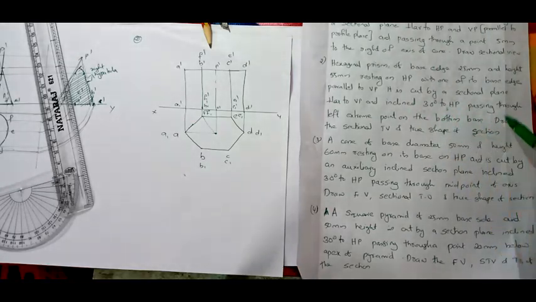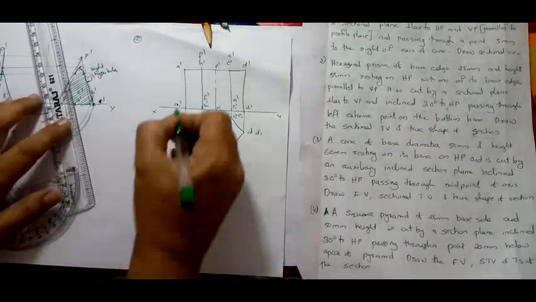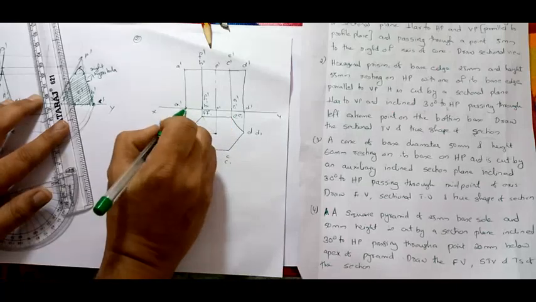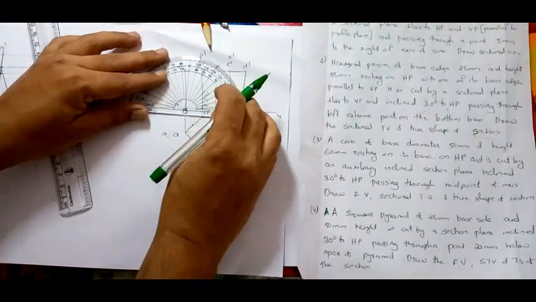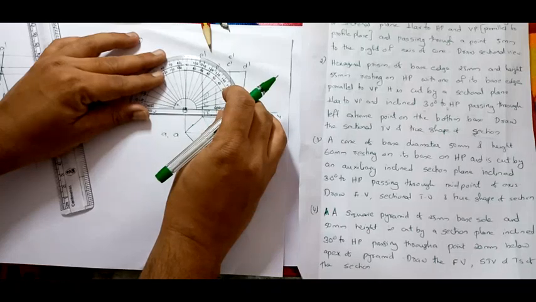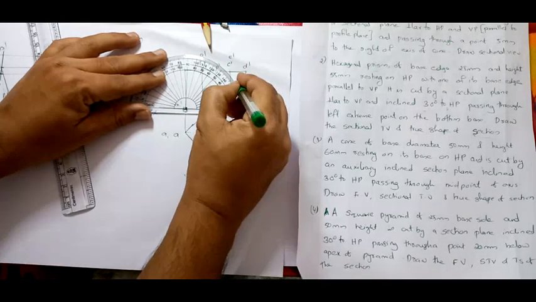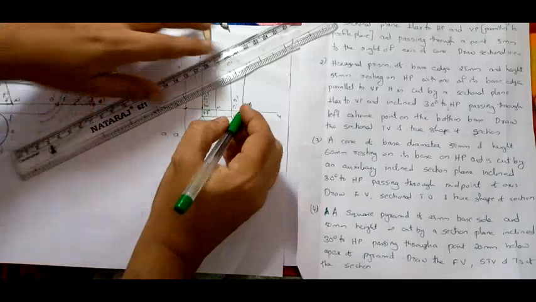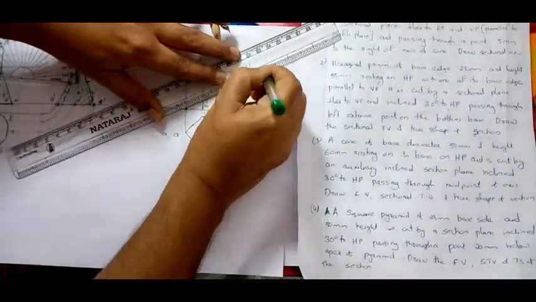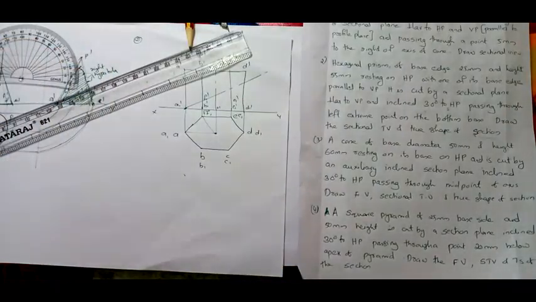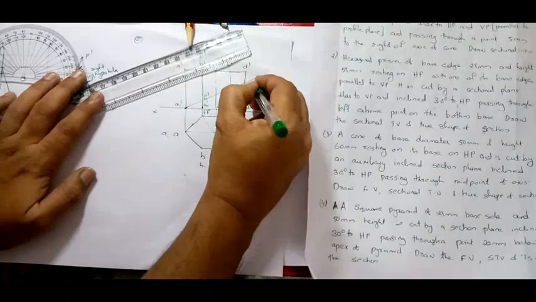So 30 degrees to HP passing through the left extreme point on the bottom base. The left extreme point on the bottom base is this one. So this is your left extreme point on the bottom base on the front view. From there you have to take 30 degrees. So it's inclined to HP, meaning from that point take 30 degrees. Draw a line like this. So construct 30 degrees, draw a line like this. So this angle is 30 degrees.